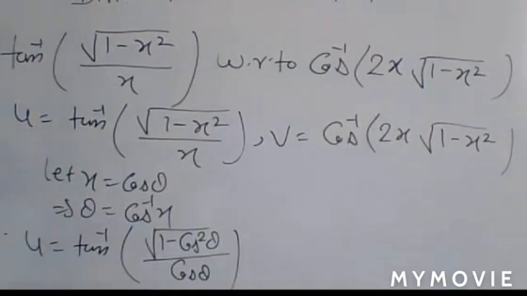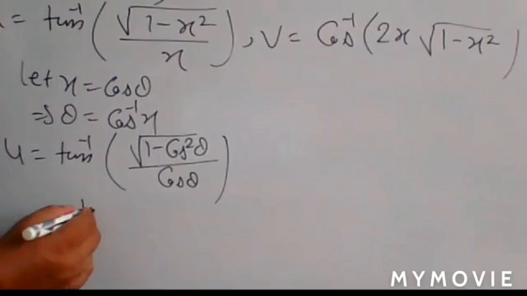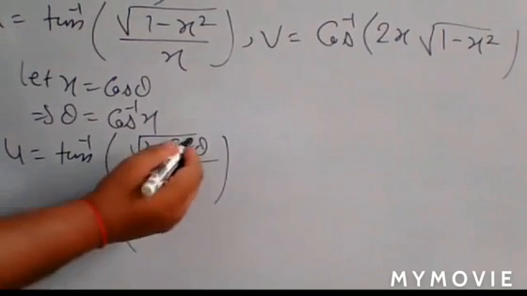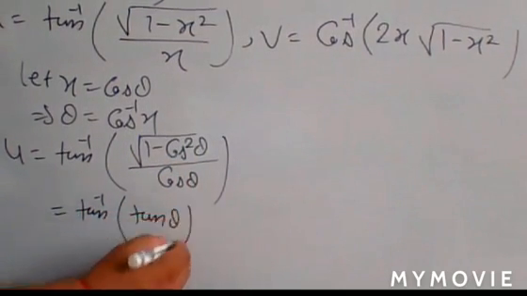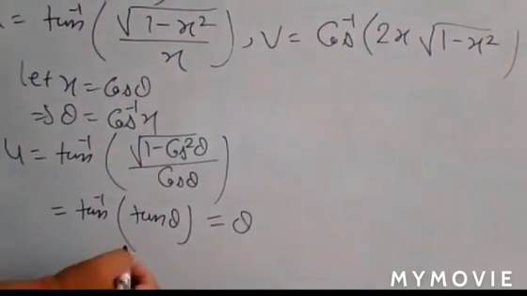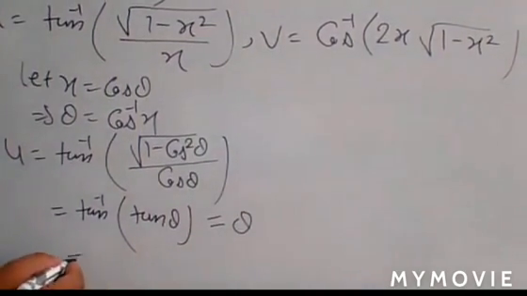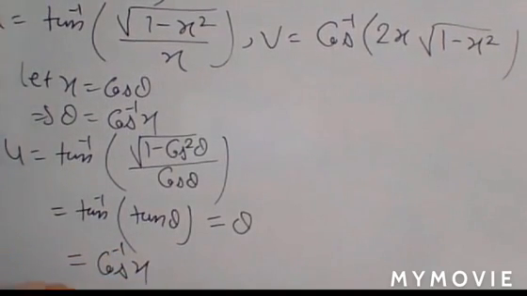Cos inverse of cos square theta upon cos theta. Understand? And this is equal to tan inverse, where here you have sin theta by cos theta, which is tan theta. So here you have theta. Understand? Now, putting the value of theta, so you have cos inverse x. So that gives the simplified value of u.